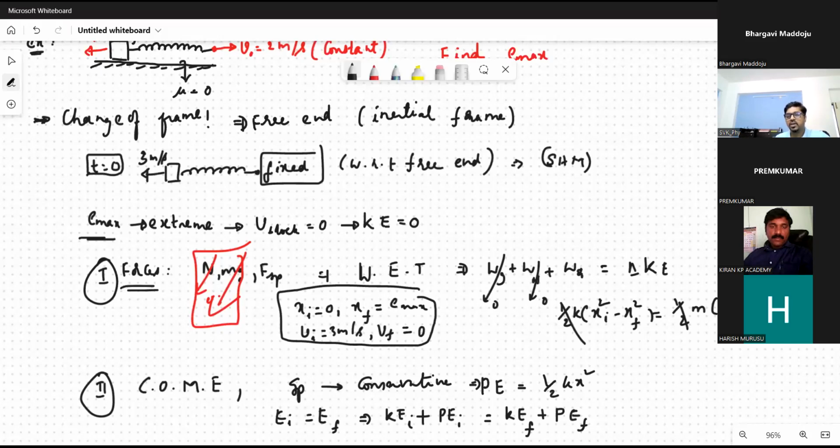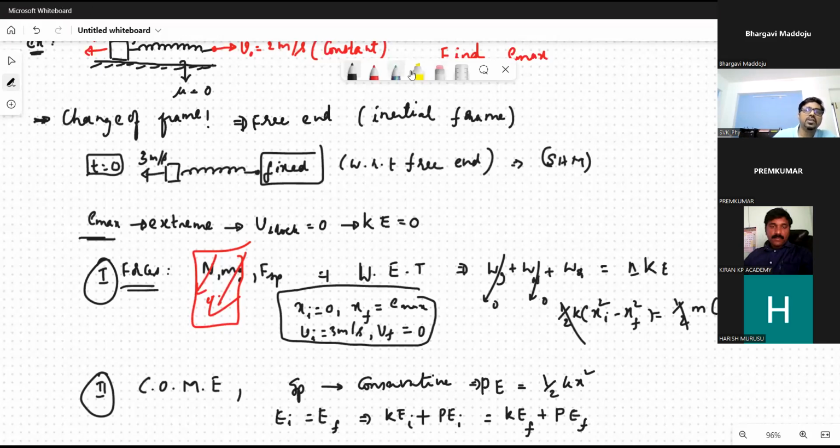So this is another way of doing it. Initial kinetic energy, you know it. Initial velocity is 3 meters per second. Mass is 4 kg, they had given. Initial potential energy is 0 because deformation is 0. Final kinetic energy is 0. Final potential energy you have to calculate.